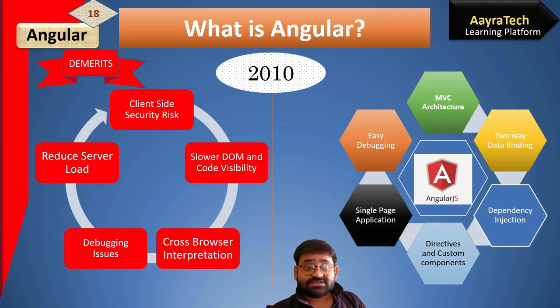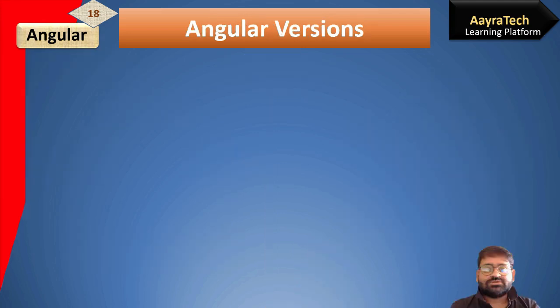Easy debugging, as Angular creates one framework and it's a structured way, we can find where the actual issue happens very quickly. That means the debugging happens very quickly. These are the drastic changes that happened with AngularJS. There was a revolution in web development. So now we'll see regarding Angular versions.